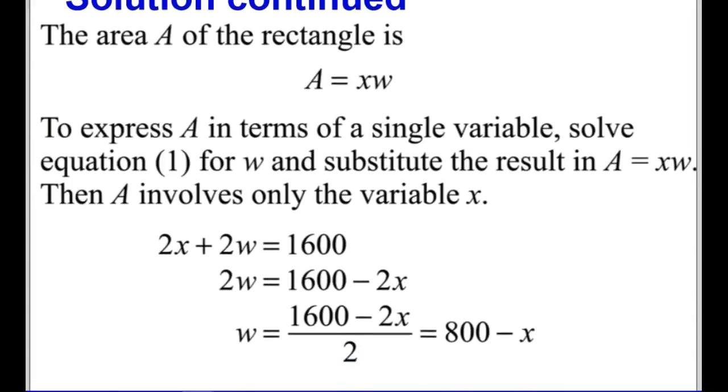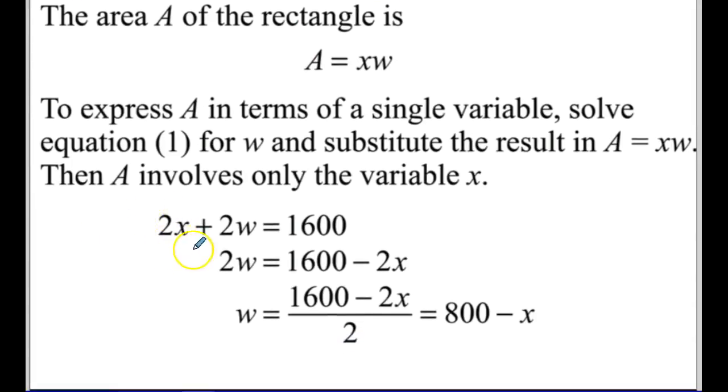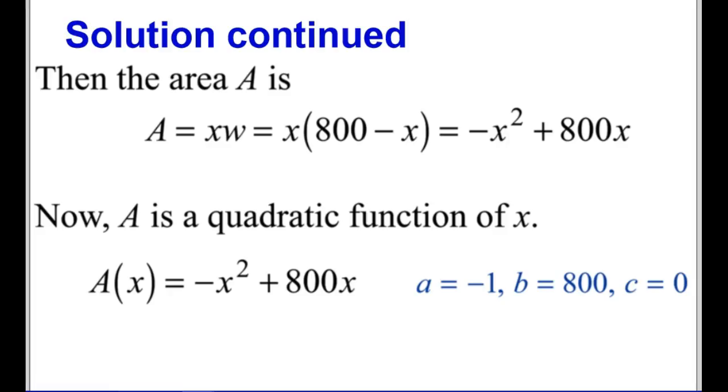So I have two different equations I can use. I'm looking at my first equation, this 2x plus 2w equals 1,600. So I want to solve for my w here. So I subtract my 2x from both sides, and then I divide everything by 2. When I divide both sides by 2, I can divide each term on the right side. So I end up with w equals 800 minus x. Well, now that I have that, I substitute that into my area formula where I have this w. So now I have x times the quantity 800 minus x, and when I distribute this, I end up with negative x squared plus 800x. So this is my quadratic function.